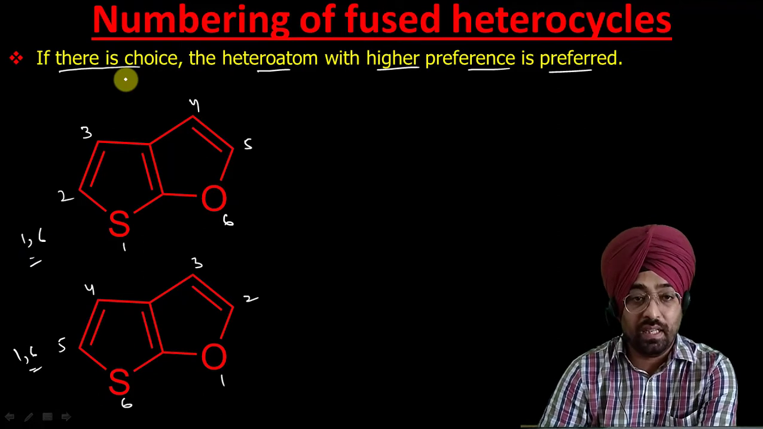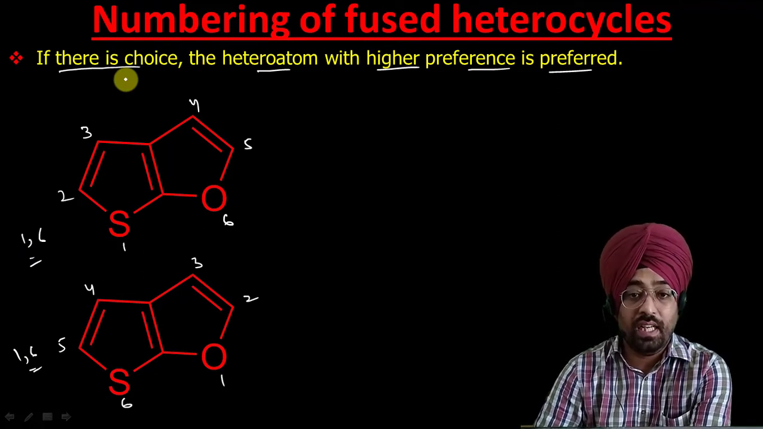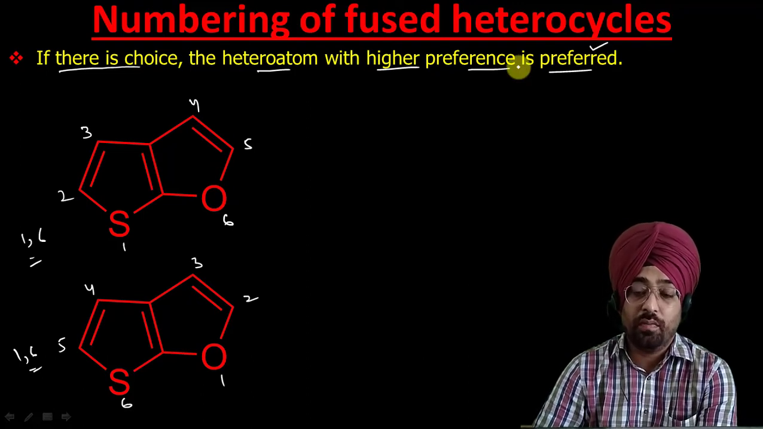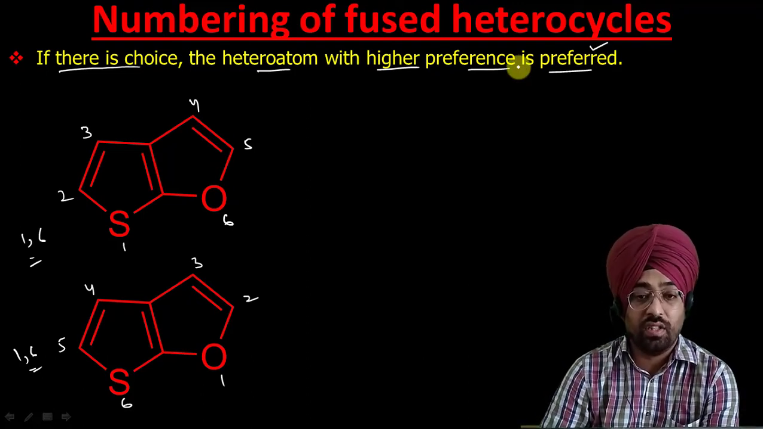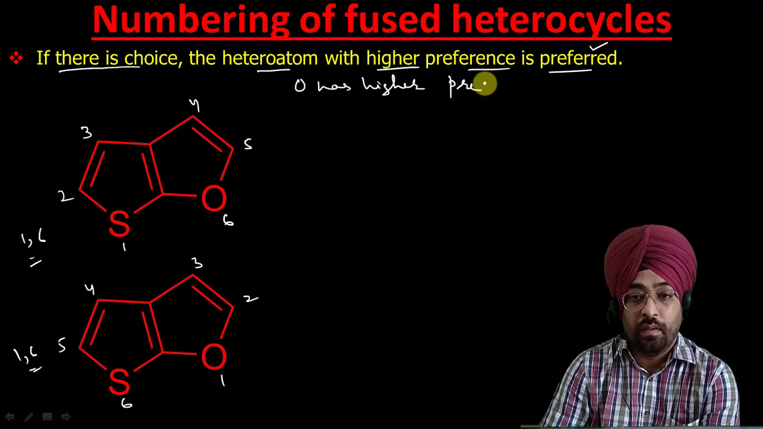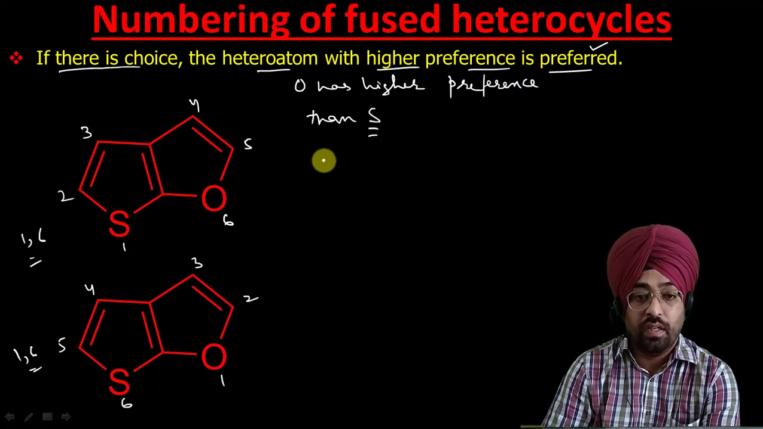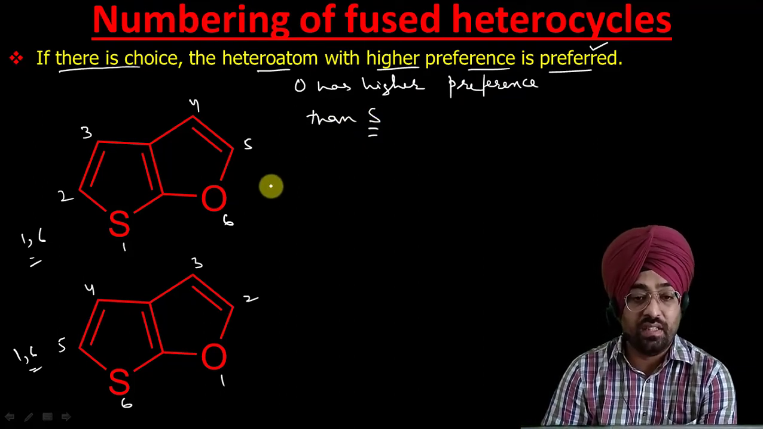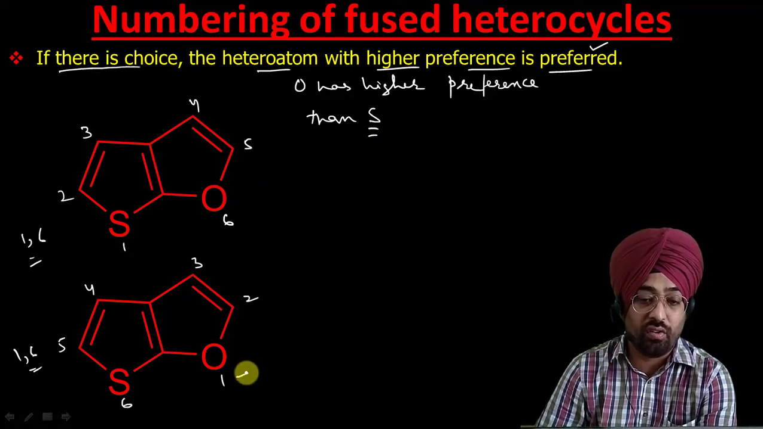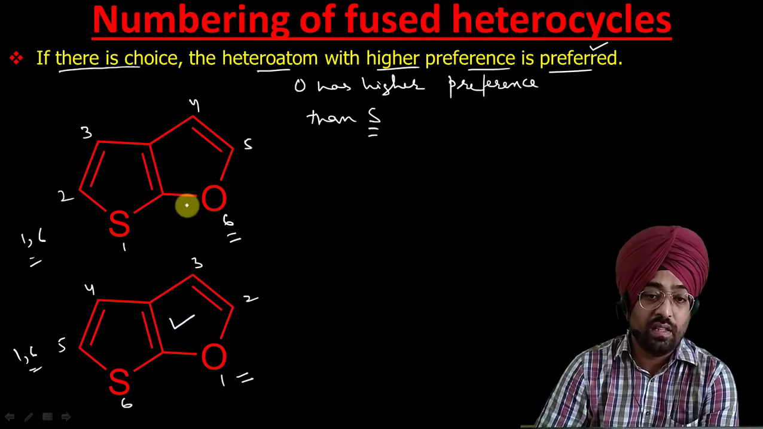We can predict this with the help of this rule. The heteroatom with higher preference is preferred. It should have the lowest possible locant. We have already discussed that oxygen has higher preference than sulfur. So we have to choose that numbering system which gives the lowest locant to oxygen compared to sulfur. So in this one oxygen locant is 1, in this one oxygen locant position is 6. So this one is correct, this one is incorrect.